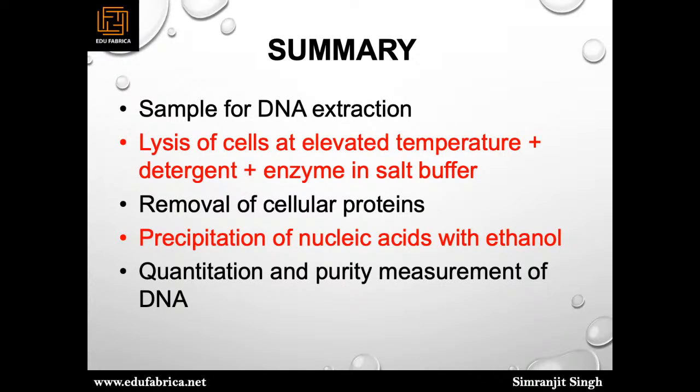So in summary, in this DNA isolation, we have discussed how to prepare your sample for DNA extraction, lysing of the cells at elevated temperature. We use detergents and enzymes in the salt buffer. Then we remove the cellular proteins. Then we precipitate the nucleic acid with ethanol. Then at the end, we quantitate and measure the purity of the DNA.